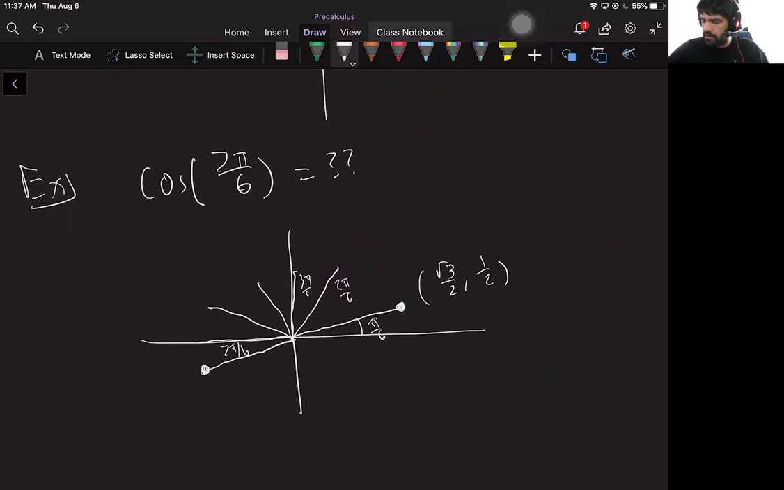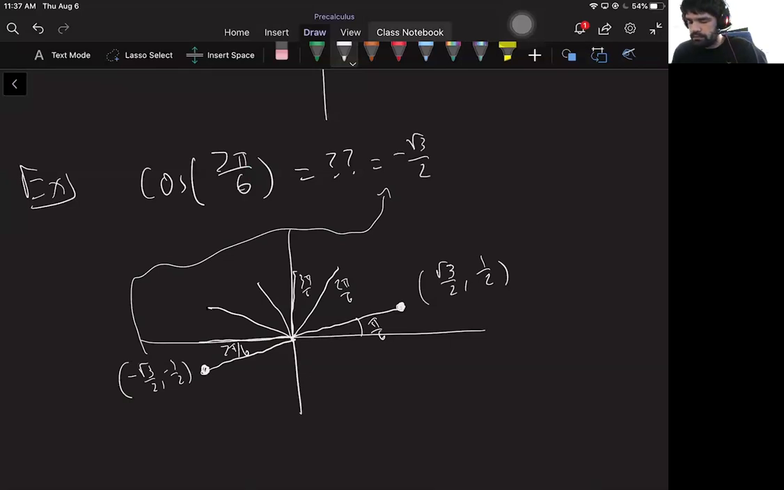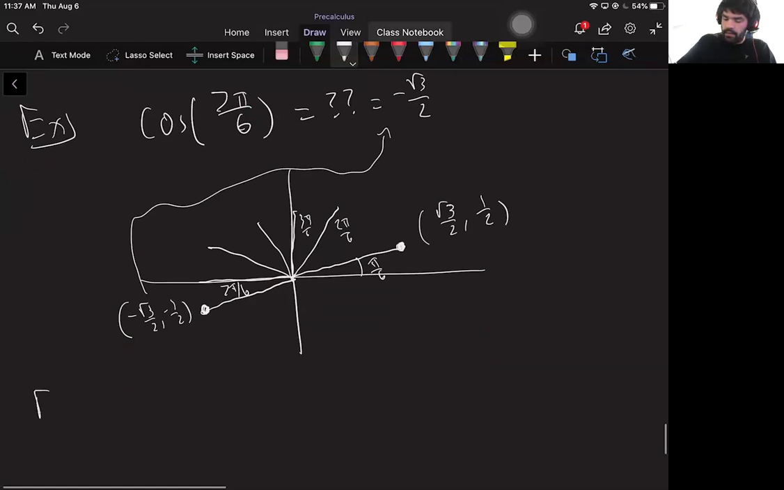Then I immediately know that the point is the same point, except I'm going left and I'm going down. So this is going to be the x coordinate there. So it's negative root 3 over 2. Not so bad, I hope.